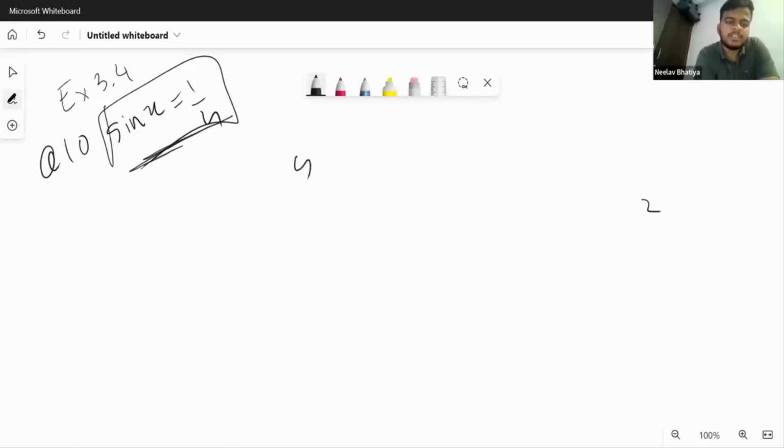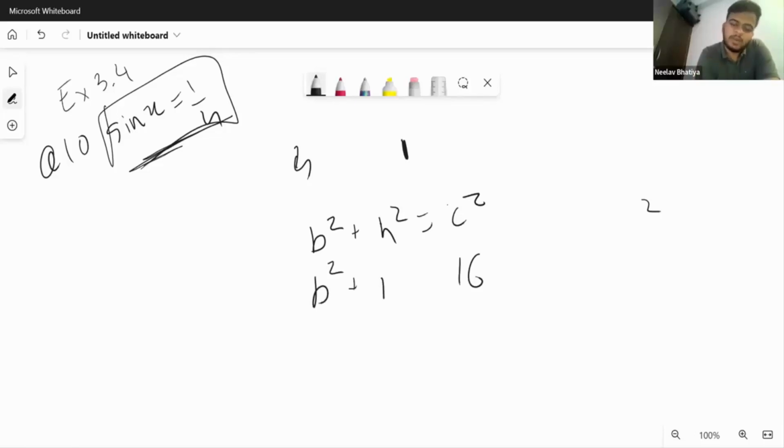The hypotenuse is 4. The height is 1. What is the base then? The base is, so I'll use the formula b square plus h square equal to c square. C square is 4 square, that is 16. B square is something that you need to find out. H square is 1 square, which is 1. So b square equal to 16 minus 1. B is equal to root 15.